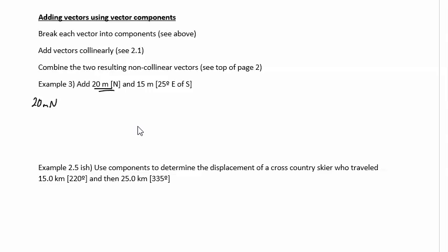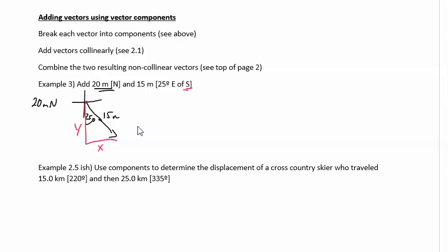The second one has both an x and y component, so we're going to need to break it down. 15 meters, 25 degrees east of south. Well, east of south would look like this, 25 degrees. We're coming up like this, 15 meters. Now, because this is being drawn with the south as kind of our main reference point, we'll notice that the x and y cosine and sine association actually flips.